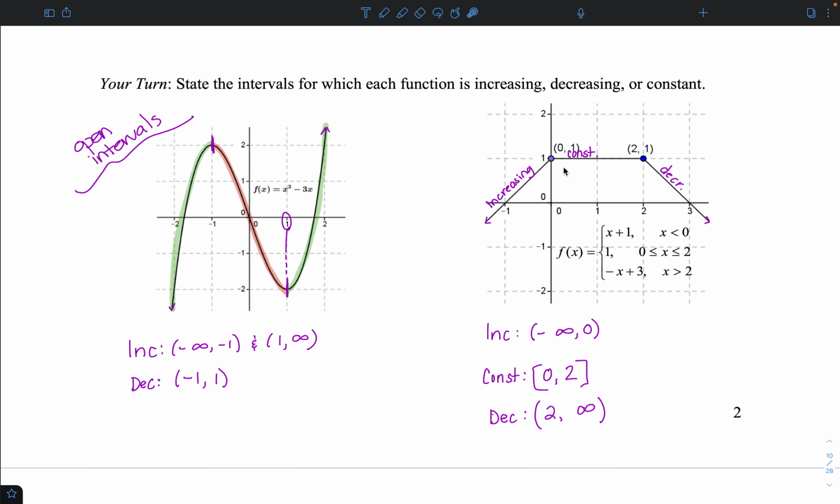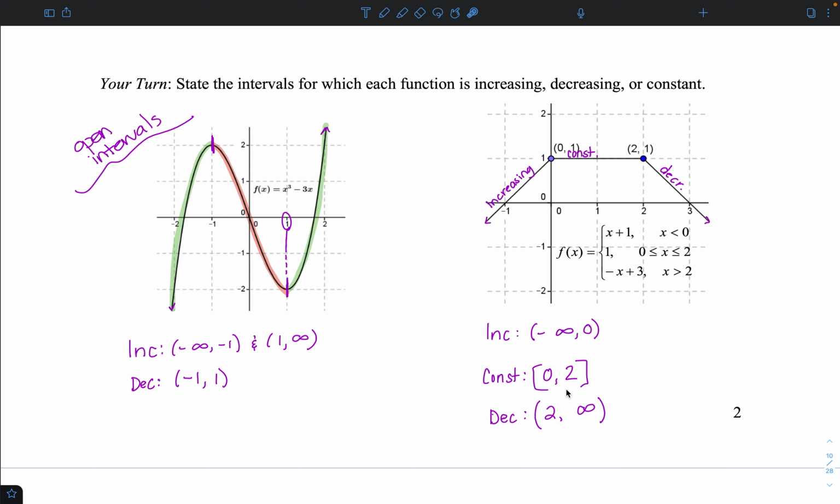All right, so you can see the increasing, decreasing, constant. Look at x values. Hey, I did put arrows on the ends here if you couldn't see that. So from negative infinity to 0, it is increasing. From 0 to 2, it is constant. And then from 2, and it's going to keep going on and on to infinity, it is decreasing.